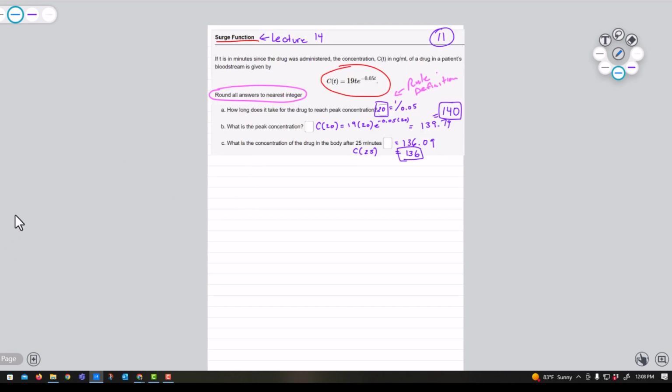All right, question 11 is based on lecture 14. I kind of mentioned this on a problem earlier. This is the surge function. Yes, you can waste your time and work this out with a product rule. You will get the same answer, or you will learn how to use the 1/b to get your answer very quickly. And then you just simply plug this value in to get the peak concentration.